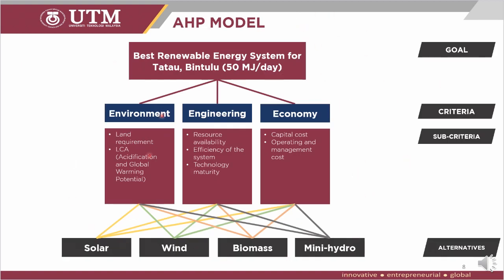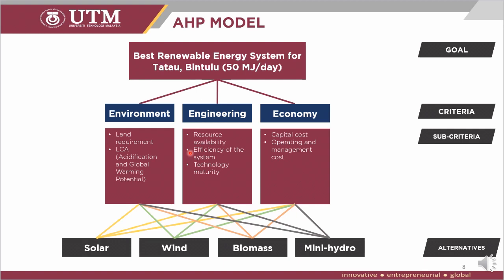The figure shows the AHP model for this study. The goal of this study is to determine the best renewable energy system for Tatau, Bintulu, with a functional unit of 50 megajoule per day, which is the average household usage of electricity for Tatau, Bintulu. And for the criteria, there are three criteria being evaluated, which are environment, engineering, and economy.